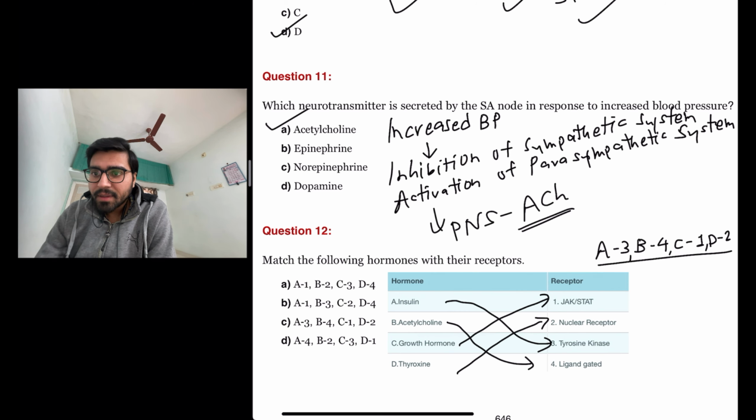So the answer here is C. A3, B4, C1, and D2. Okay.